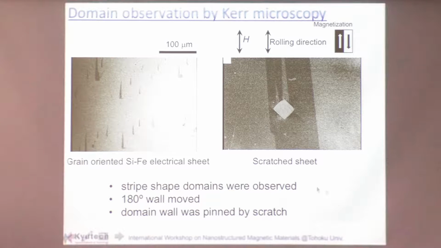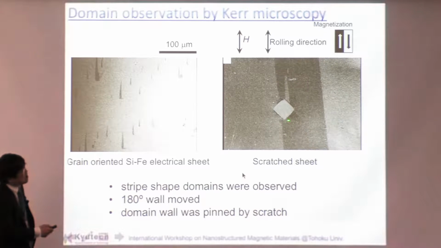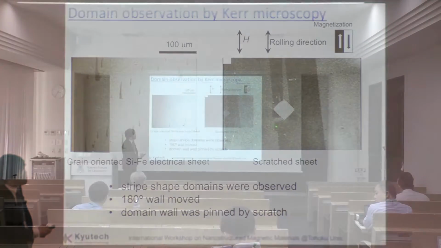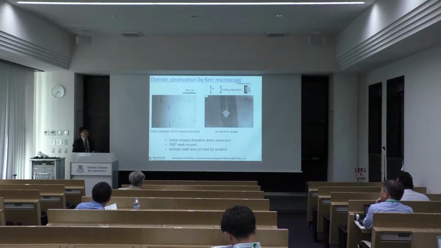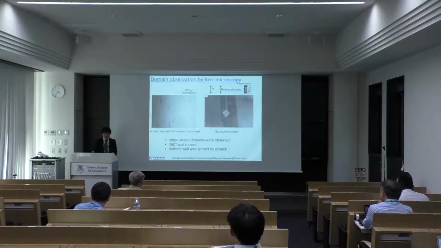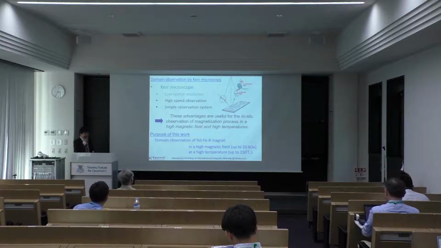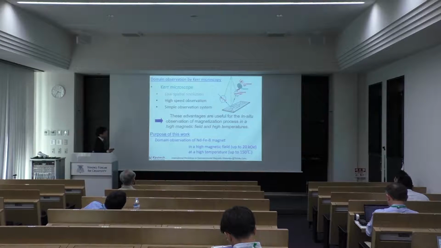So once more. Wall motion occurred, but wall pinning occurred at this point. So the domain wall is like this figure. That is very interesting. So you can see a clear domain image by using our Kerr microscope. So Kerr microscopes are useful for in situ observation of the magnetization process in high magnetic field and at elevated temperature.